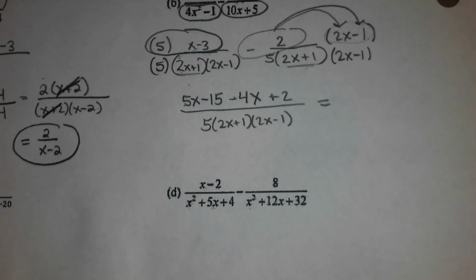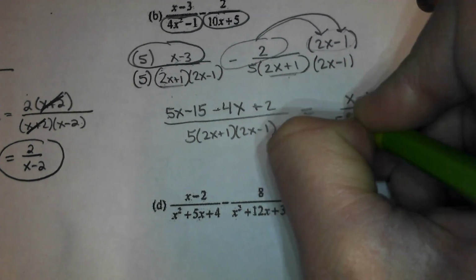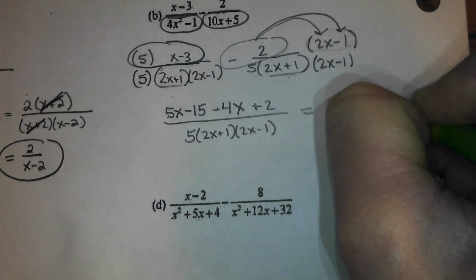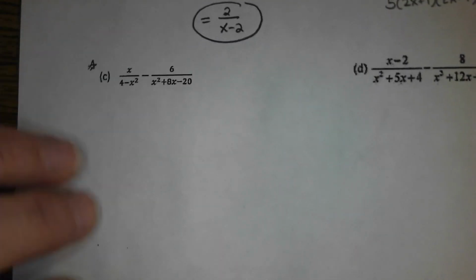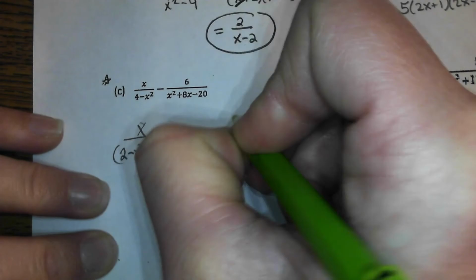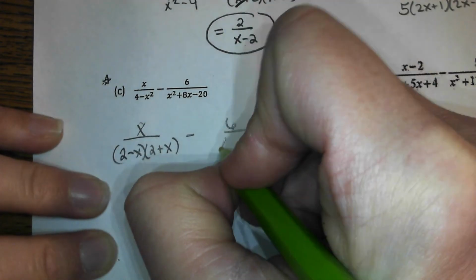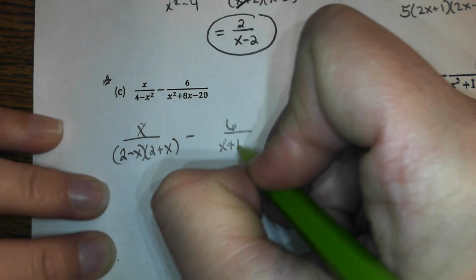And then my numerator just becomes x minus 13 over 2x plus 1, 2x minus 1. Okay? Part C, if I factor these denominators quickly, I get 2 minus x, 2 plus x. And I get x, oh boy, x plus 10, x minus 2.